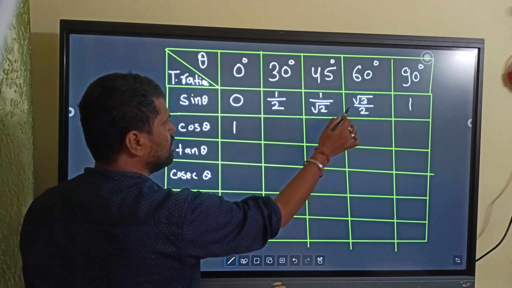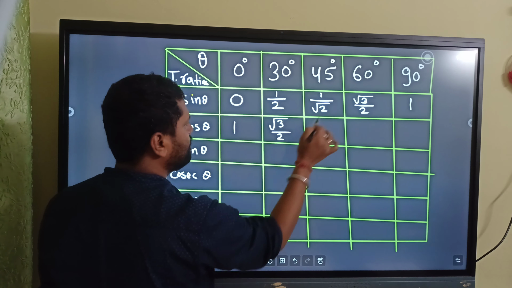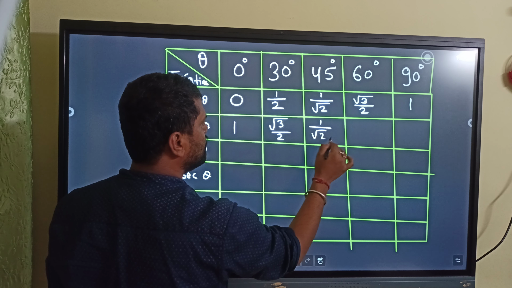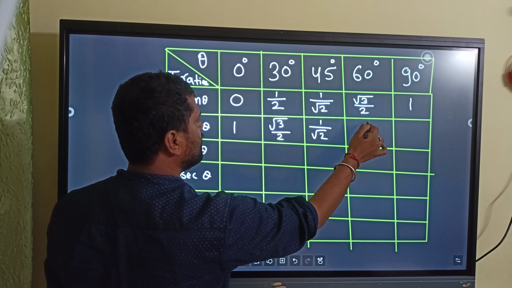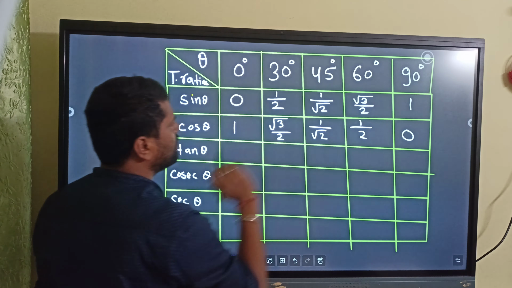Now cos 30, like this you have to write. Root 3 by 2. Here, 1 by root 2. Yeah, same, because this is the junction. When you are coming here, you'll meet. So here 1 by root 2. What is here? 1 by 2. And here you should write 0. So exactly ulta you have to write.